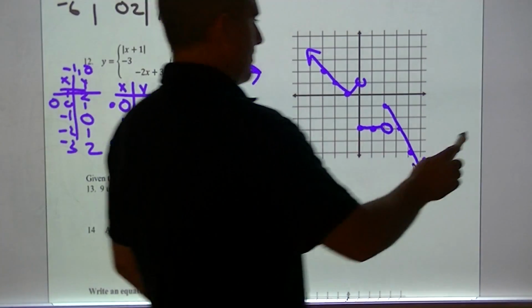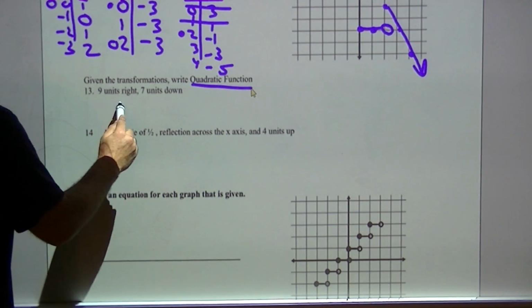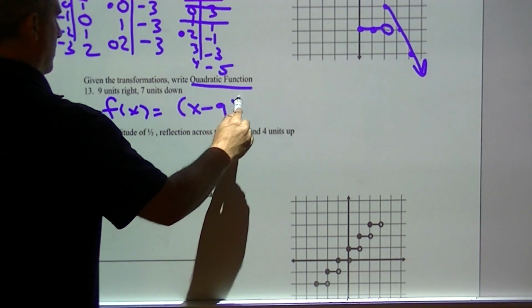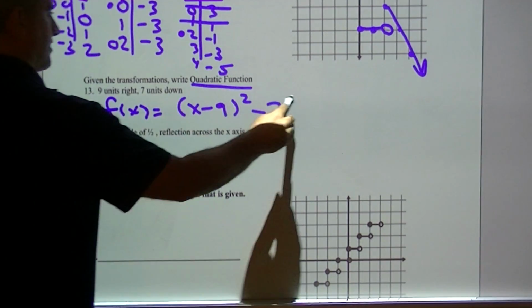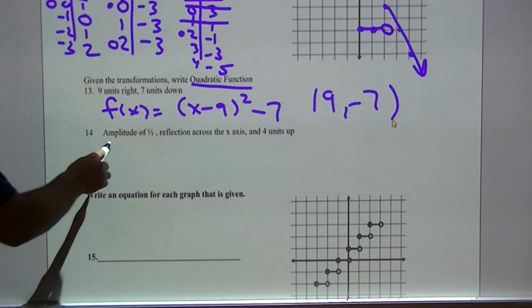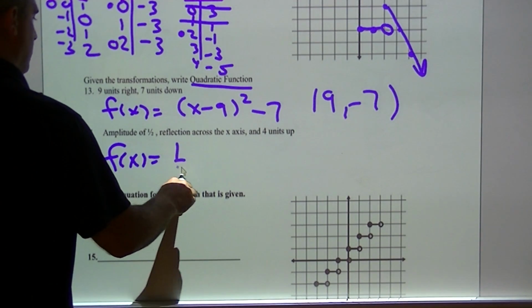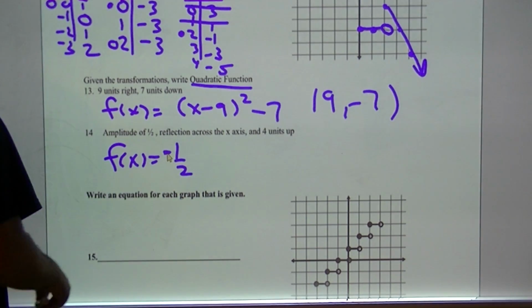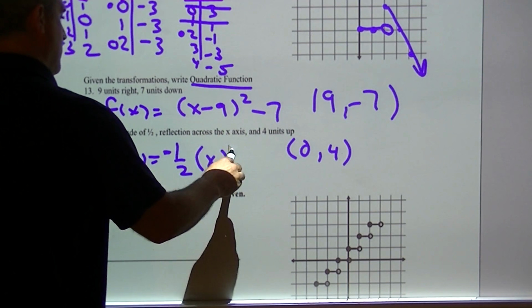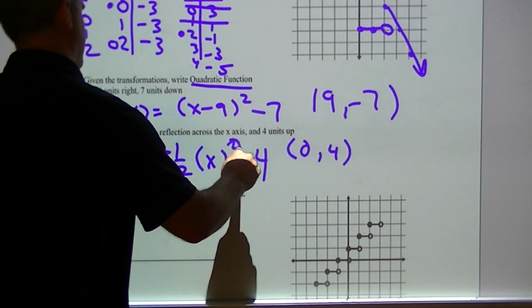All right, as far as writing the transformations, this is a quadratic, 9 right, 7 down, because that would be my anchor point, 9, -7. You just got to put that in there. All right, an amplitude of 1/2. Reflection, which means that's going to be negative. 4 units up, which would be this. So then I would have x squared plus 4. Okay? X squared plus 4.